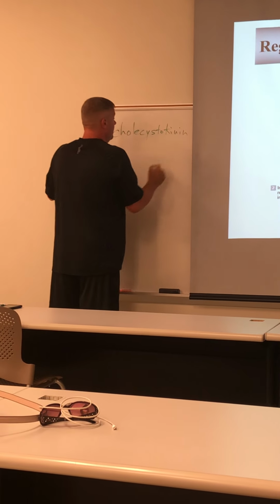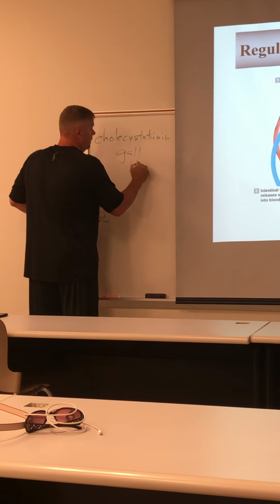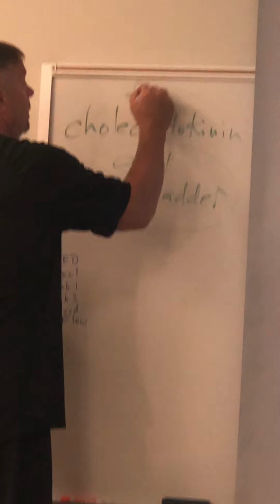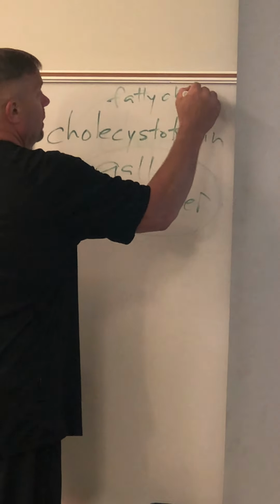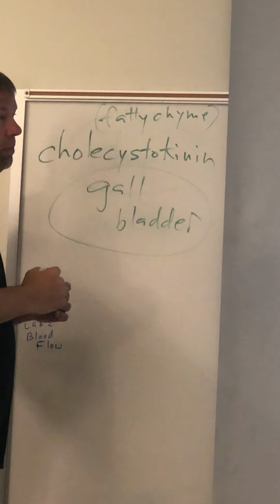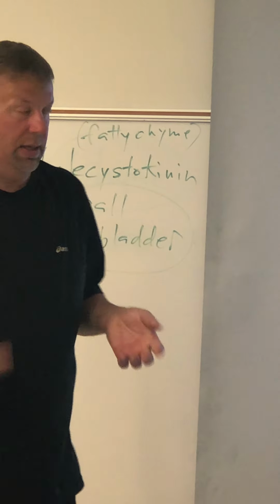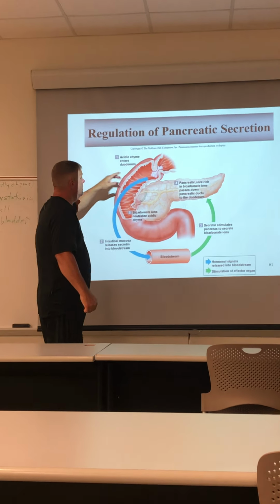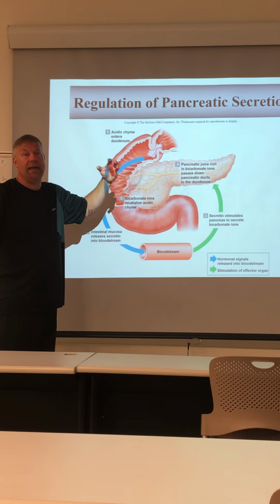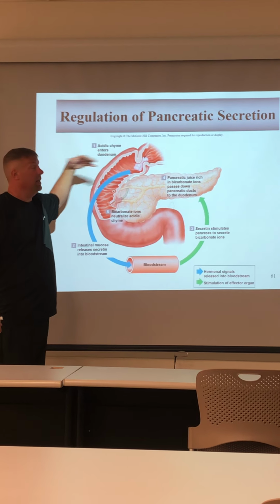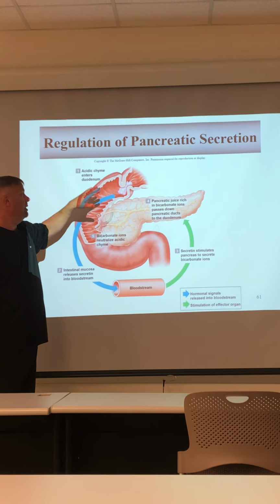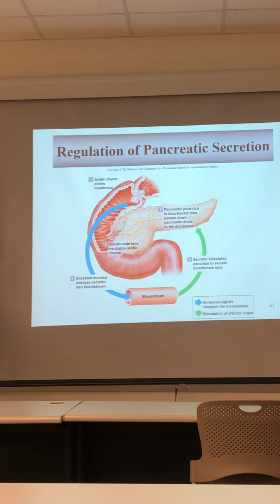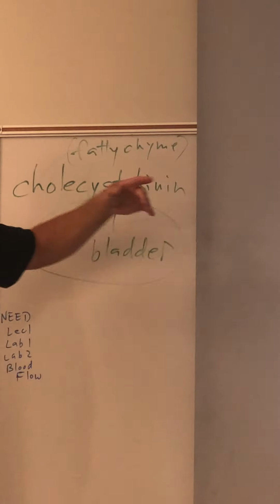Cholecystokinin. Now, most likely if you eat a pizza, full of pepperoni and cheese and fat, that chyme coming in is going to be very fatty in nature. It should also be acidic, but let's concentrate on the fat content. Fatty chyme, high fat content, will stimulate the release of this, cholecystokinin, just like secretin.